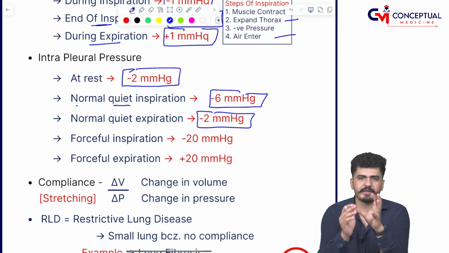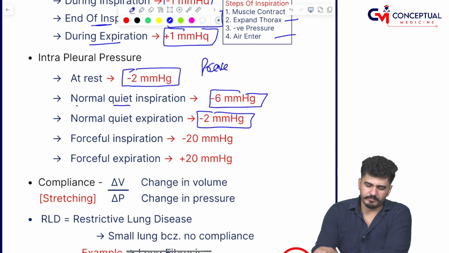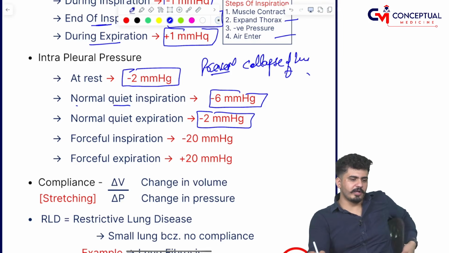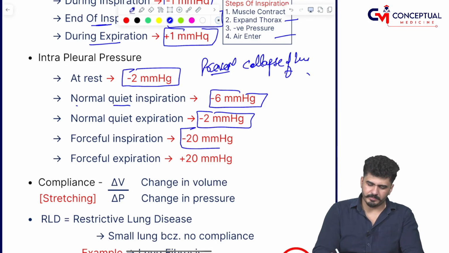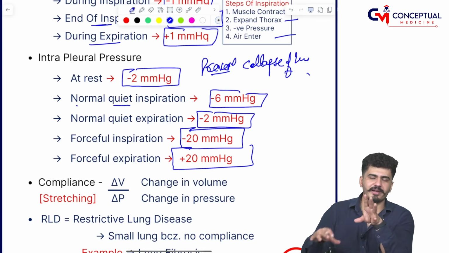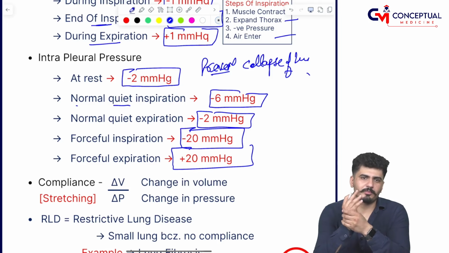So what is the significance of it never becoming 0? It will prevent the collapse of the lung. It protects the lung from collapsing. Now forceful inspiration is -20 mmHg and forceful expiration is +20 mmHg. So these are some one-liner values you need to remember. Intrapleural pressure is always negative, -2. Why? Because it prevents the lung from collapsing.